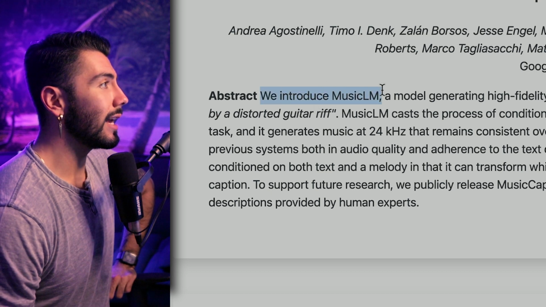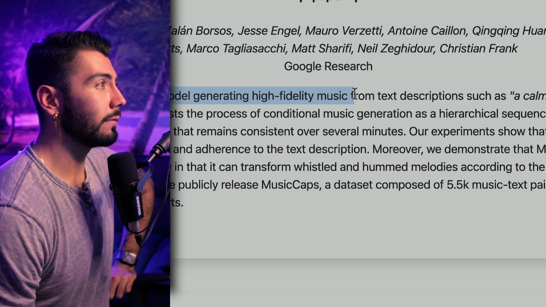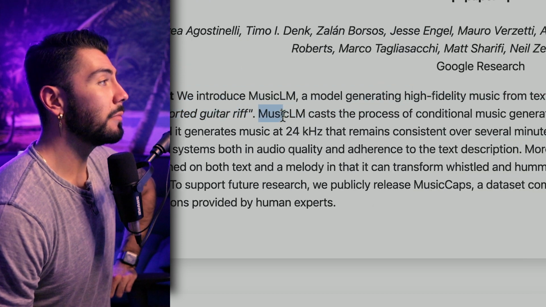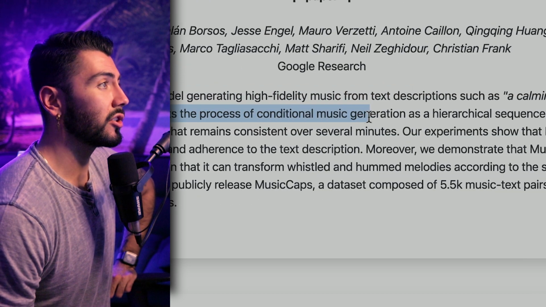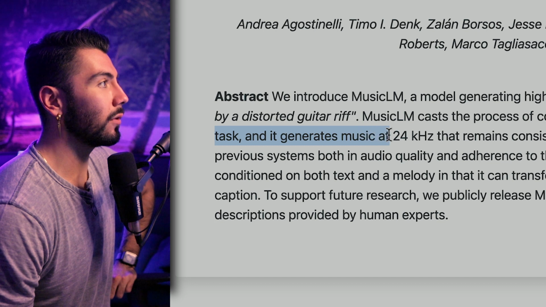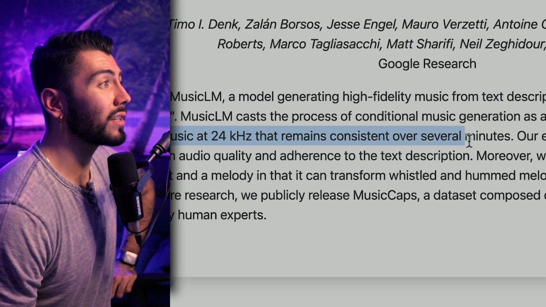We introduced MusicLM, a model generating high-fidelity music from text descriptions such as a calm violin melody backed by a distorted guitar riff. MusicLM casts the process of conditional music generation as a hierarchical sequence-to-sequence modeling task, and generates music at 24 kilohertz that remains consistent over several minutes.